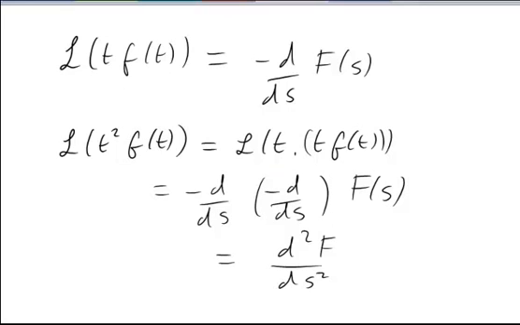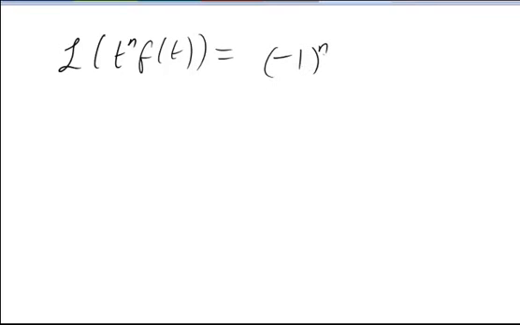So we could write down a formula for t to the power n times f of t. It will look something like this. We need a minus for each of the powers of t, so that will be negative 1 to the n. We also need a derivative for each power of t, so that will be the nth derivative with respect to s. This works, of course, if n is a positive integer.